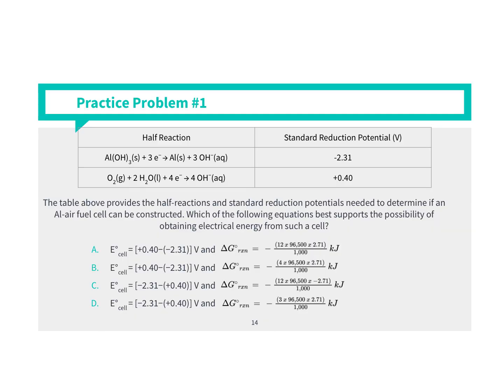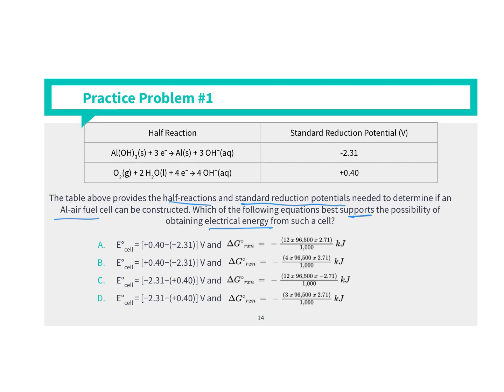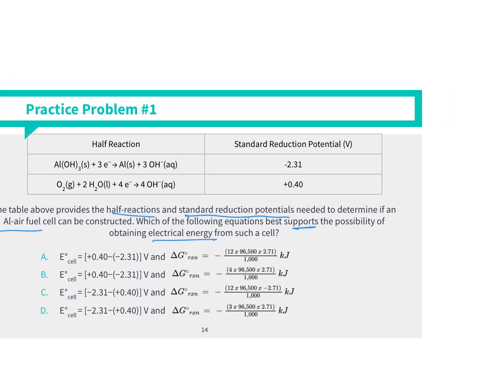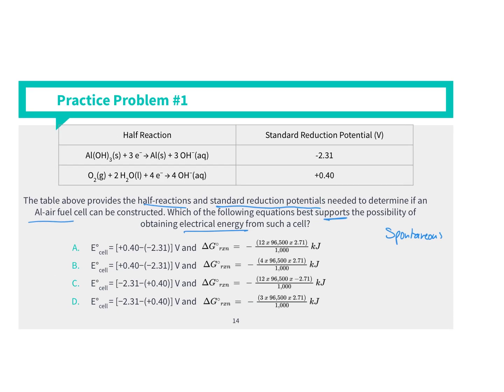Let's do one practice problem together before the end of this lecture. So in here it says this table provides the half reactions and standard reduction potentials needed to determine if an aluminum fuel cell can be constructed. It says which of the following equations best supports the possibility of obtaining electrical energy from such a cell. And so we're essentially looking for which equation will get you a cell that actually works, in other words, one that is spontaneous. And so we've got to look at a few rules here.